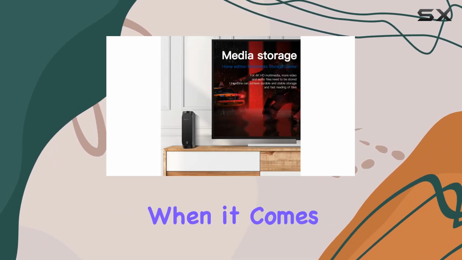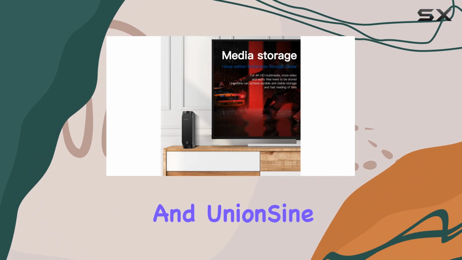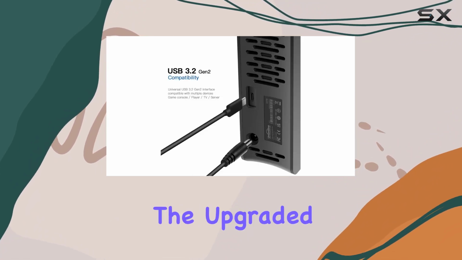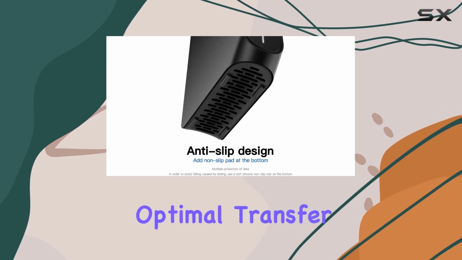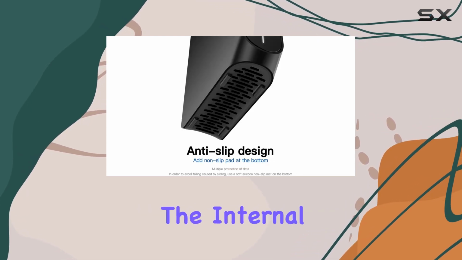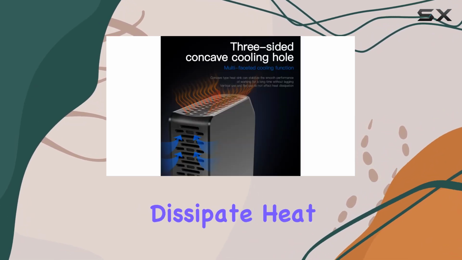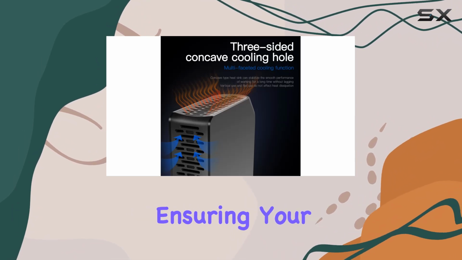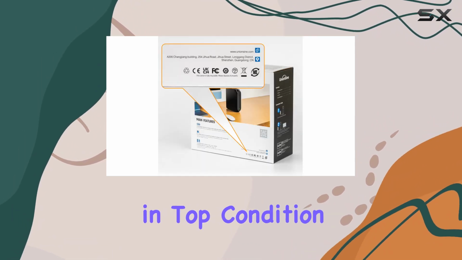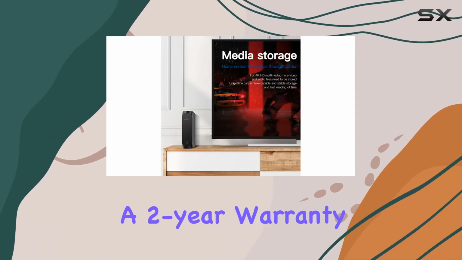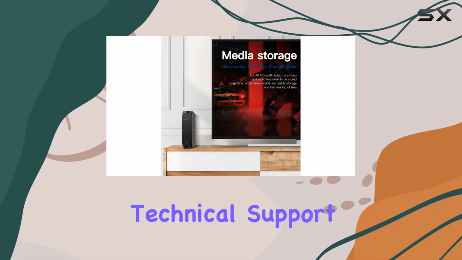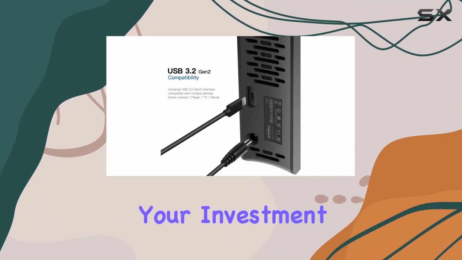Safety is paramount when it comes to storing your precious data, and UnionSine doesn't disappoint. The upgraded 22 AWG thick copper core cable ensures optimal transfer efficiency, while the internal anti-vibration silicon helps dissipate heat and reduce noise, ensuring your hard drive stays in top condition. And let's not forget about warranty and support. With a 2-year warranty and dedicated technical support, you can rest assured that your investment is protected.